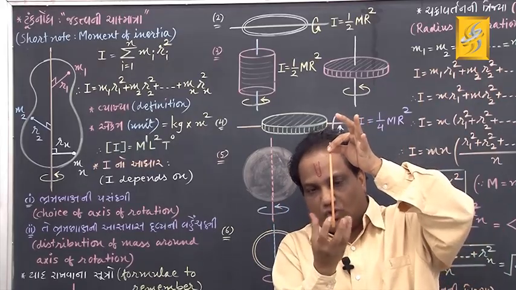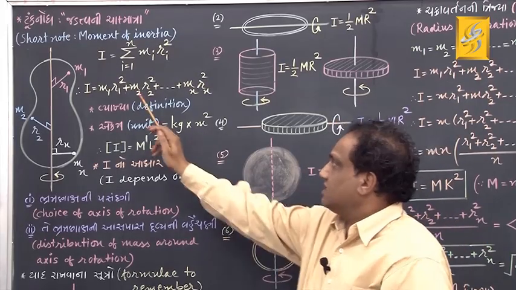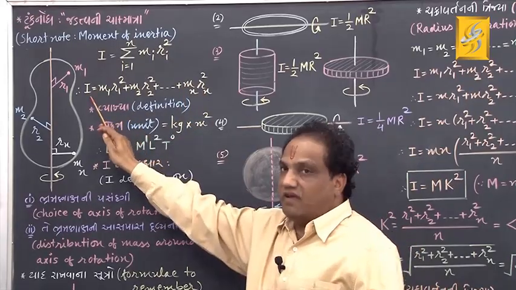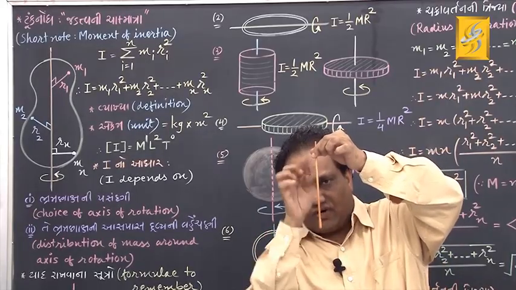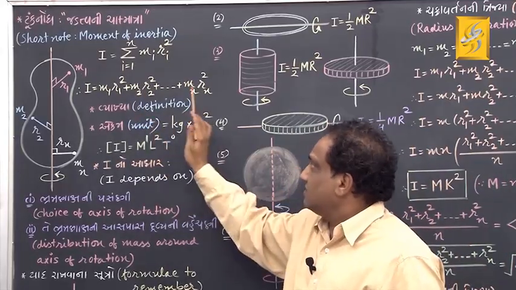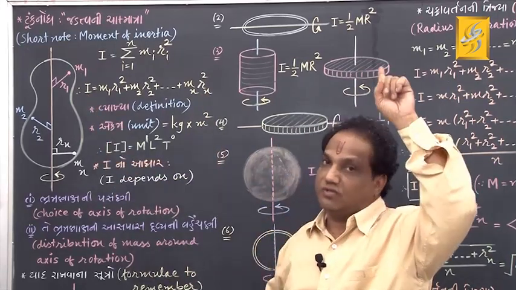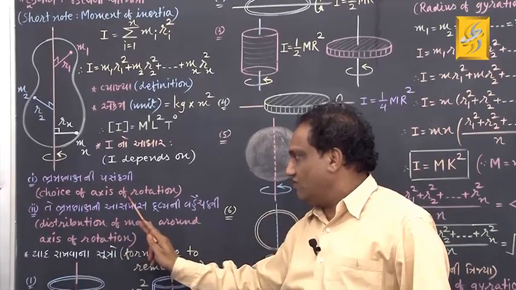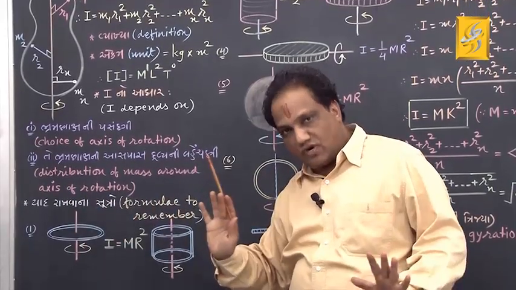If the distribution of mass is closer to the axis of rotation, naturally when the distribution is closer, all these distances would be small, and hence the summation would be less, that is, the value of I will be less. But if you distribute mass away from the axis of rotation, then distances would increase, and the summation would increase, that is, the value of I will increase. Okay, fine. So I depends on two factors: the choice of axis of rotation and also the distribution of mass around the axis of rotation. Got it?